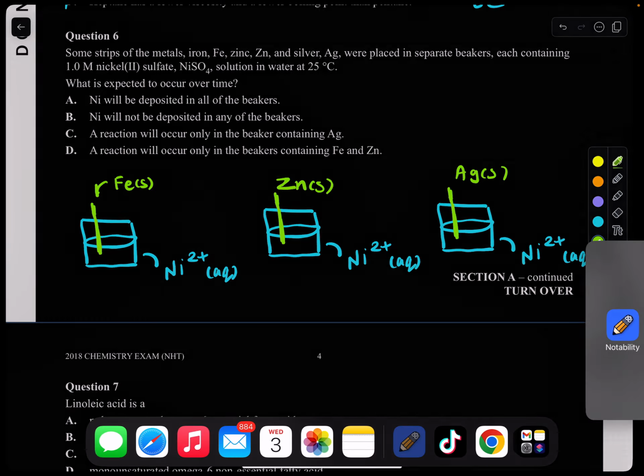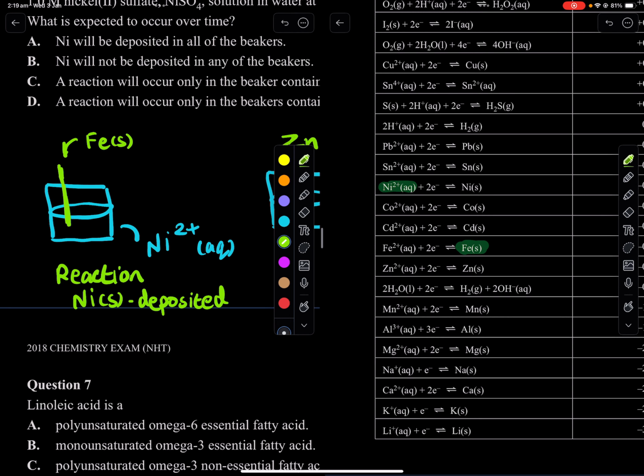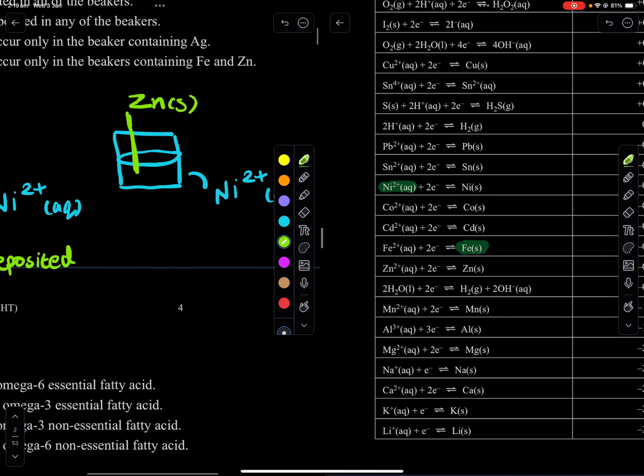So there will be a reaction appearing here. What will happen? Well, because the nickel 2+ is going to be reduced, it's going to create nickel solid deposit. So this one will have nickel solid deposited into it, and some Fe2+ ions, which are quite useless.